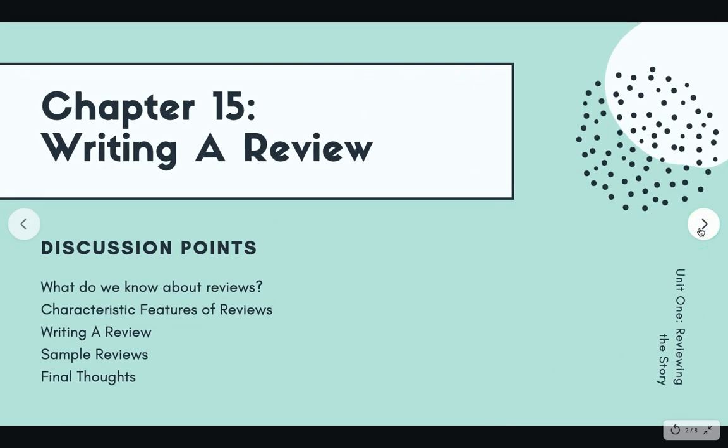So just some quick points that we're going to cover. We're going to talk about what we know about reviews. We're going to talk about some characteristic features of reviews. And then we're going to look at the roadmap for writing a review. How do you write a review? We'll discuss one of the sample reviews in the text, and then wrap up with our final thoughts and move forward to discussing where we're going next.